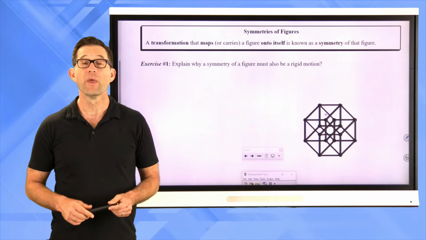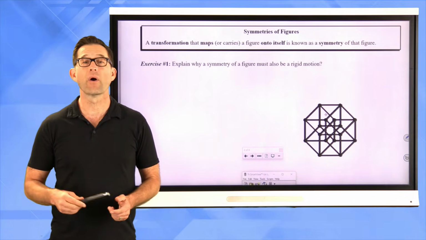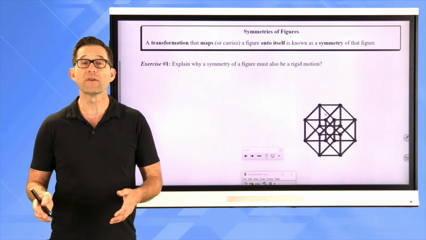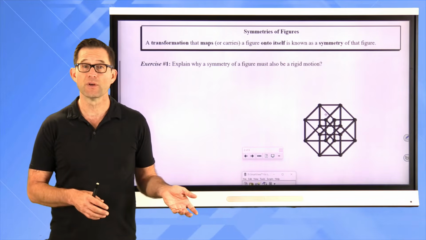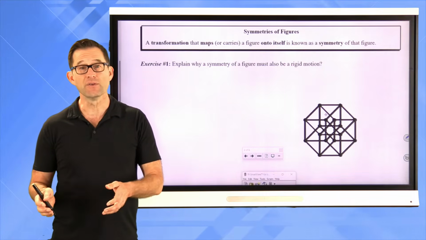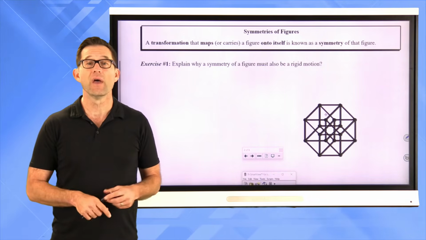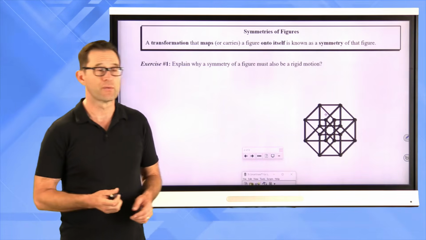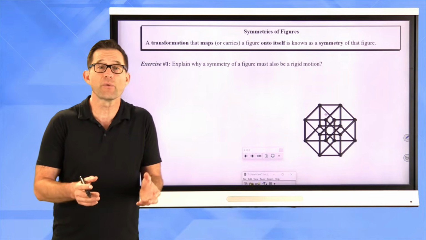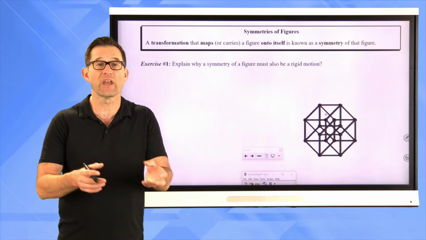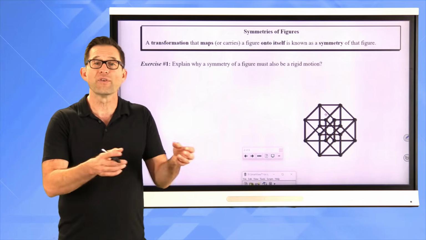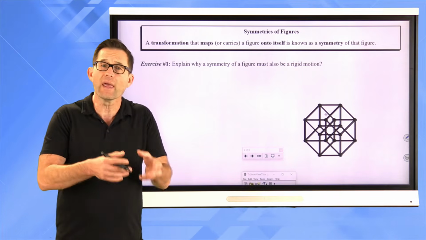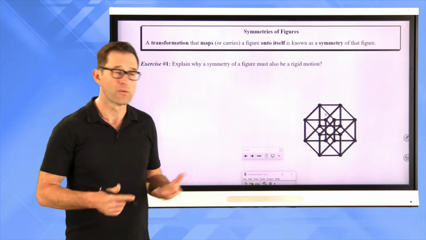Well, it's pretty simple. In order to map a figure onto itself, the image must be congruent to the pre-image. Right? And if the image is congruent to the pre-image, then whatever was done to it must have been a rigid motion. I mean, obviously, if for some reason we do a transformation and it changes the size or the shape of the object of the pre-image, then there's no way it could map onto itself, right?